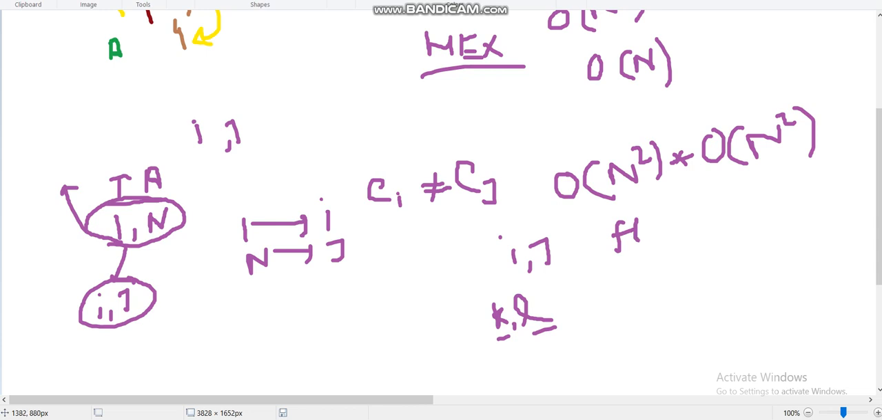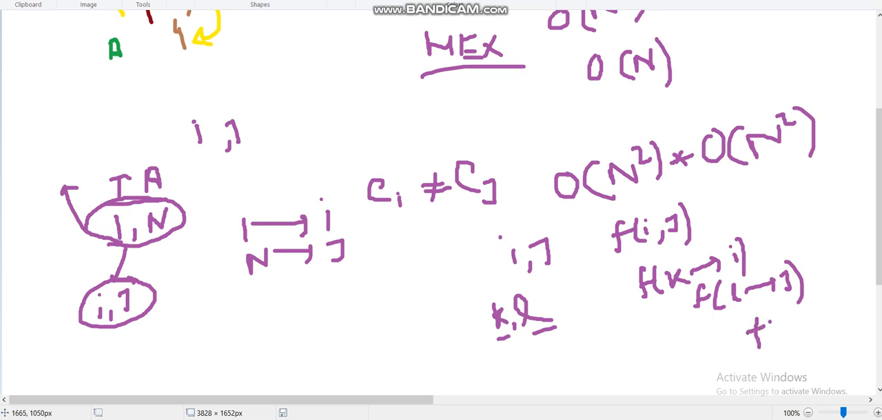So the first is for i comma j, and the second is, for all k adjacent to i and for all l adjacent to j, we will just move to f of k comma l. I hope you got it. So this is our main thing.